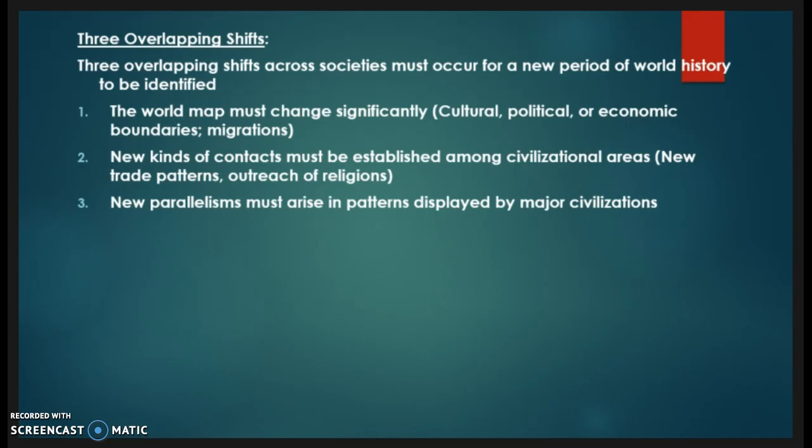Second, new kinds of contacts were established as Buddhism spread from India, Christianity spread from Rome, and Islam spread from the Middle East and India, and these three religions spread widely across the Old World. And finally, new comparisons can be made between the classical era and the post-classical era, as the Islamic world would soon replace India and the Maurya-Gupta Empire as the most expansive civilization. Because all three of these shifts were met, we have a new period in world history.